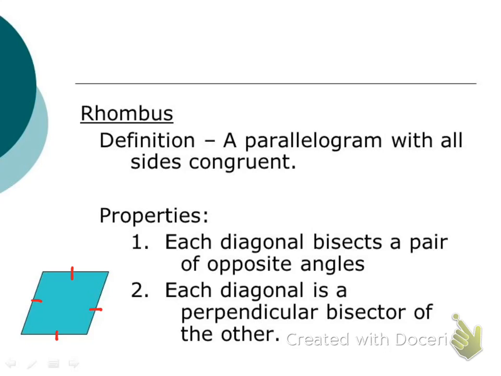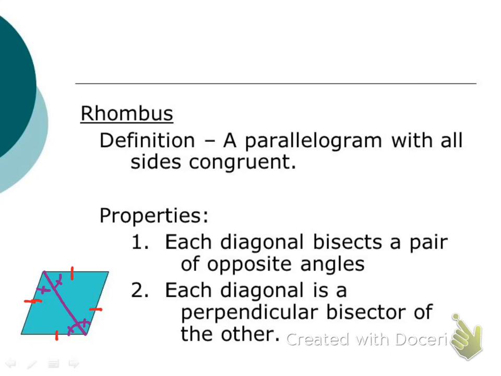Now when that is the case, a few other special things happen as well. Each diagonal bisects a pair of opposite angles. So let's add some diagonals. Now, since it was a parallelogram, the opposite angles were congruent to begin with, but now each of those angles is bisected. So label those angles as being congruent, and then they'd also be congruent to these angles down here as well.